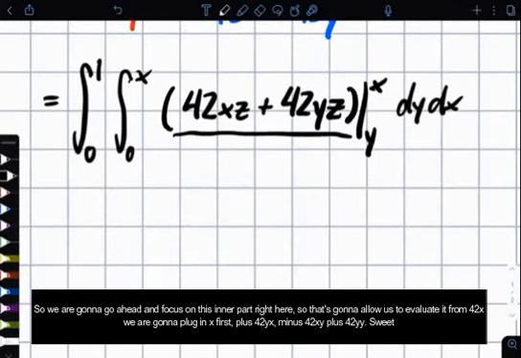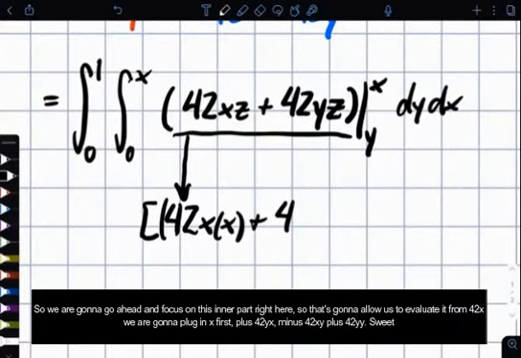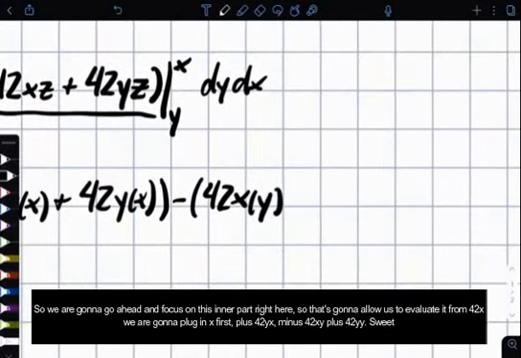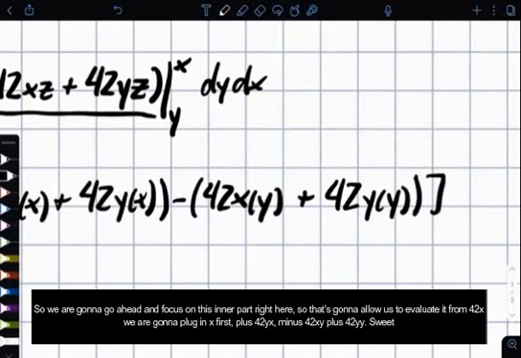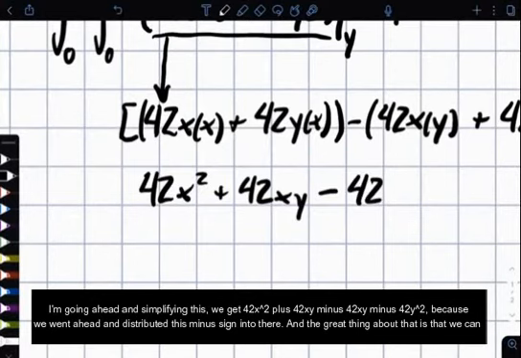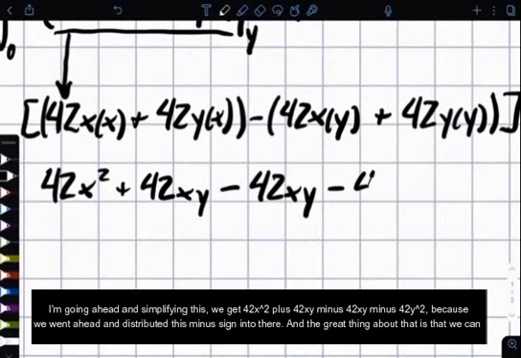Let's focus on this inner part. We evaluate it from y to x, plugging in x first: 42x squared plus 42yx, minus 42xy, minus 42y squared, because we distributed the minus sign into the parentheses. Simplifying, we get 42x squared plus 42xy minus 42xy minus 42y squared.